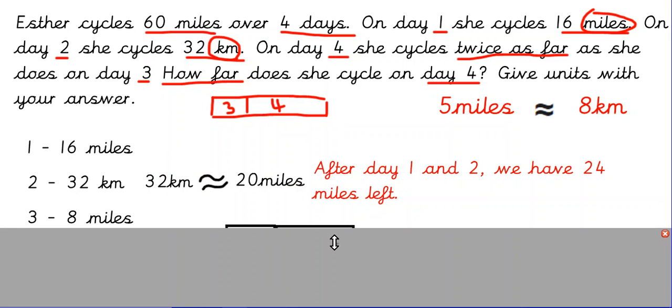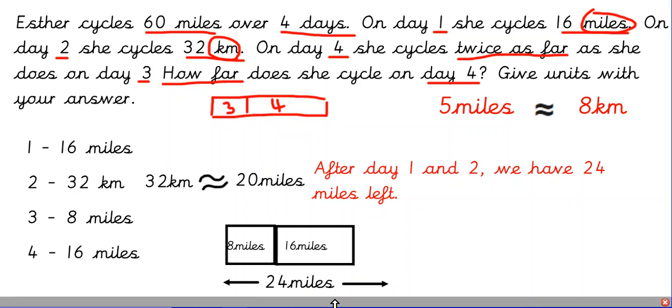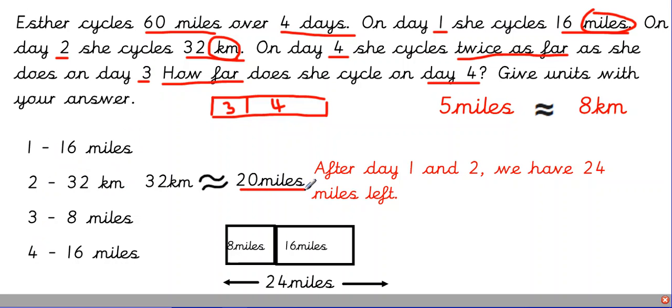Okay then, let's have a look at our answers. So, on day 1, she cycles 16 miles. So I've written out the days so far. She cycled 16 miles on day 1. Day 2, she cycled 32 kilometres, which I've worked out is equivalent to, or approximately, 20 miles. So what I have done there, I have added up how many miles we have travelled on day 1 and day 2. So on day 1 and day 2, we have travelled 36 miles because 16 add 20 is 36.